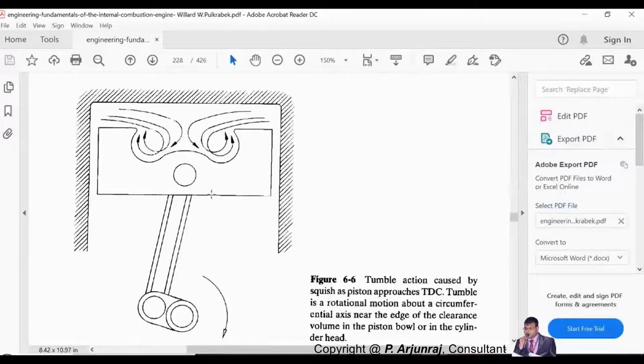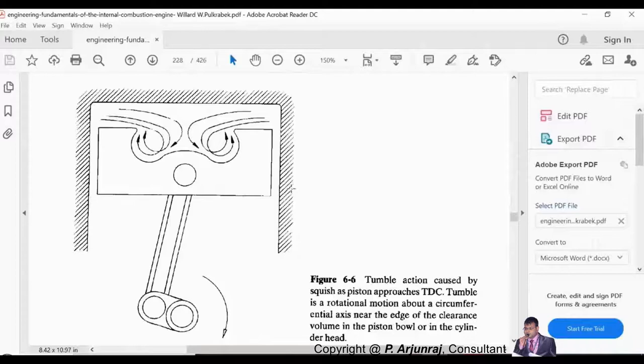So how can I differentiate the squeeze from a tumble? Squeeze is basically the air coming in the tangential direction in the case of diesel. Now, when I speak of petrol, both the air and fuel mixture come, and this squeeze is basically a tangential movement again. And again, when the piston moves from BDC to TDC, it compresses the charge, and in the case of diesel you get the injection, and in the case of gasoline, you get the ignition.